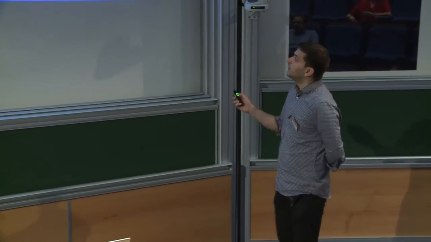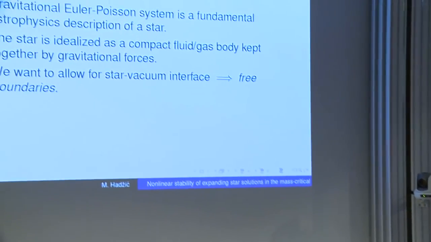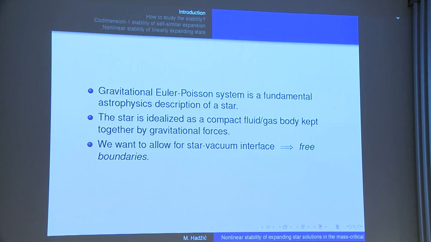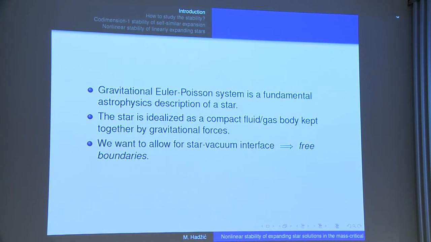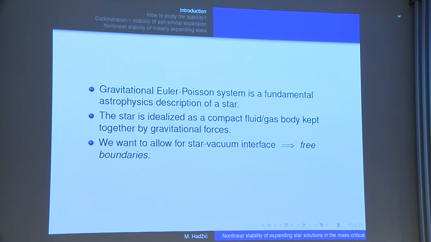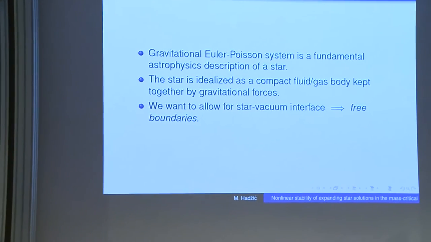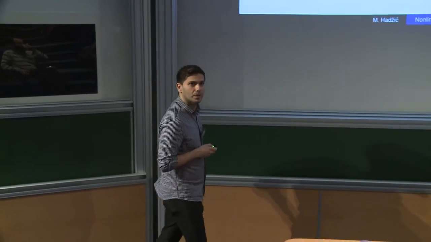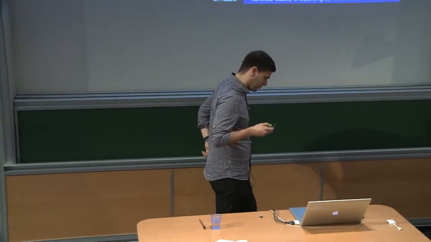Before any of that, let me just tell you that the gravitational Euler-Poisson system is the model you would find in a typical astrophysics book describing a star. So it is a Newtonian model. The idea is that the star is a gas or a fluid kept together by gravitational forces. Let me tell you what this talk is not about. It's not about relativistic models of stars, but nevertheless, part of the motivation for studying this model indeed comes from relativity. And I will mention that hopefully at the end of the talk.